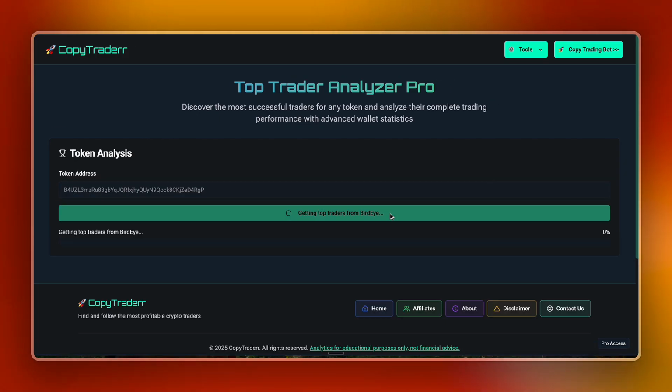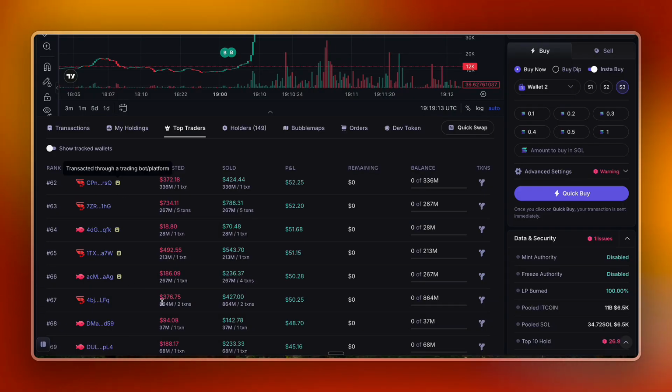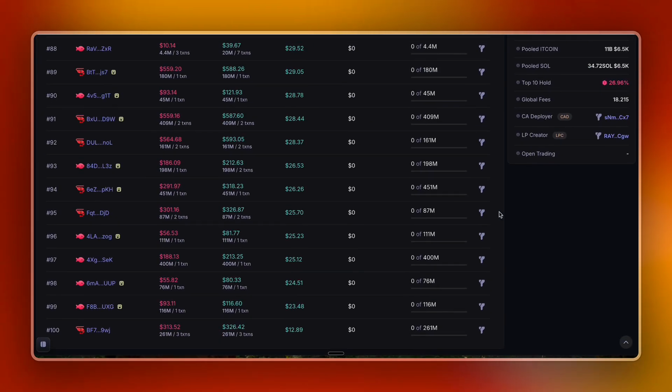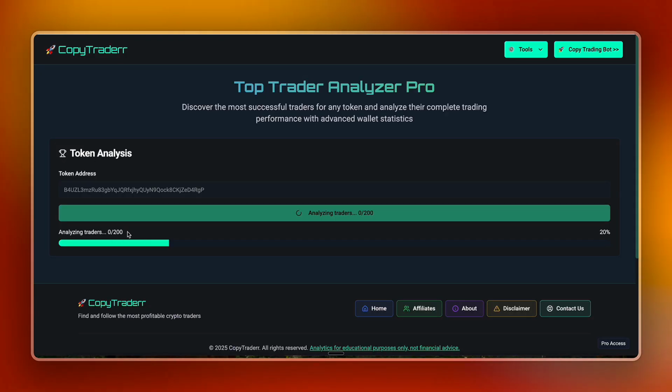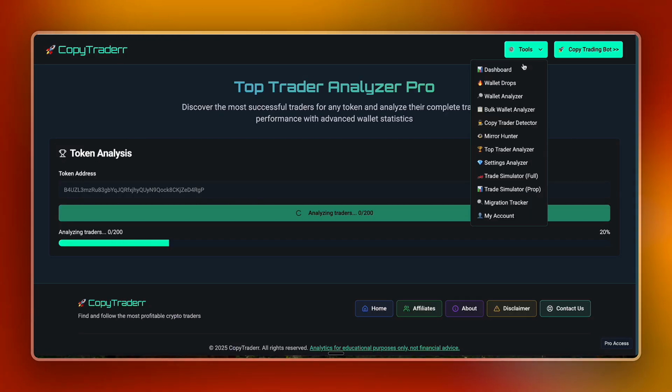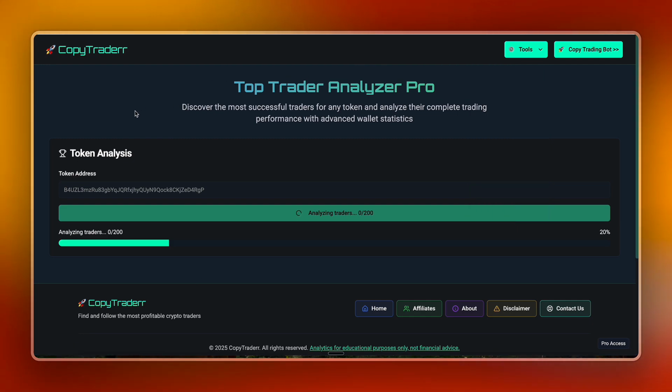address and hit analyze. Now what this is doing right now is analyzing the token. It's scraping every single one of these top traders that you would have to go through manually one by one. And it's going to now analyze each of them using the wallet analyzer that I showed you before. And then it's going to spit out the results in a beautiful filterable and sortable grid. So you can do 5 hours of work in about 2 minutes.